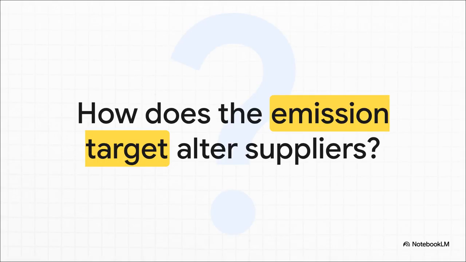Right now, it's your turn to apply this context. I want you to justify how this specific 25% reduction target will fundamentally change how Sheen chooses its suppliers and coordinates its global supply chain. Make sure to use the context provided. Please pause the explainer now and complete Task 2.